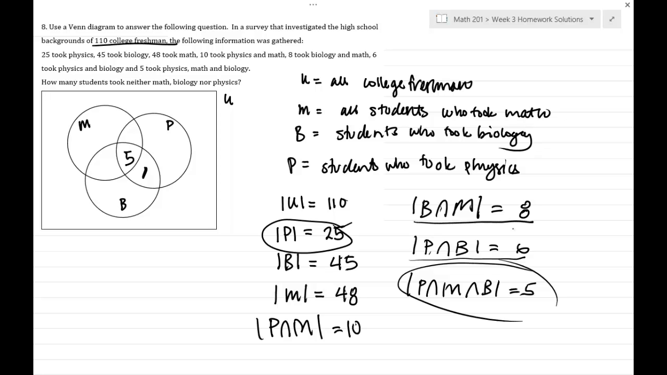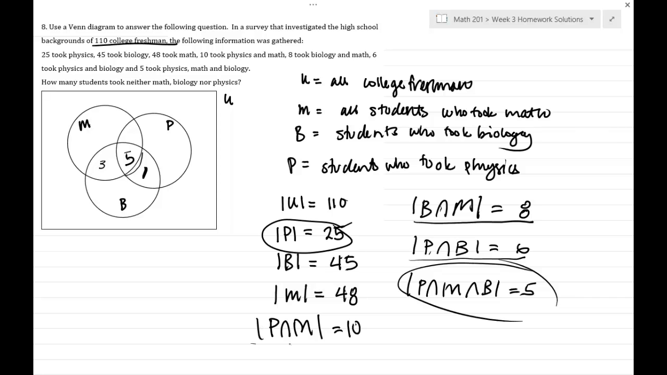B intersect M contains these 2 regions here. So B intersect M contains 8 students. I already have placed 5 there, so I have 3 more to place in that region there. So that means they're taking math and biology, but not physics. So 3 students are taking math and biology, but not physics.